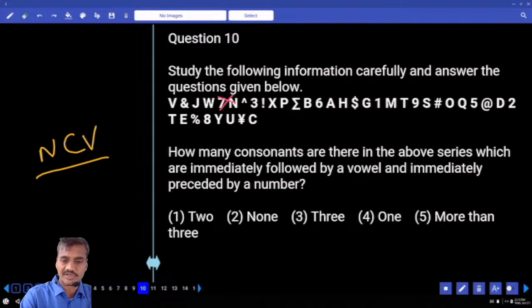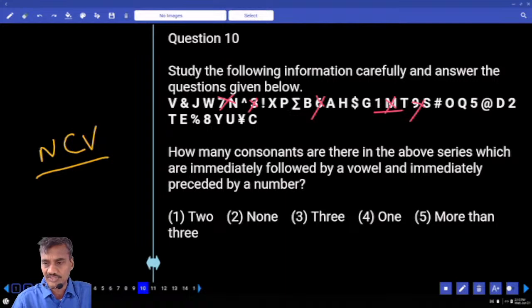Number, consonant but not vowel. Number is not followed by consonant. And number, consonant but not vowel. And next one here, number, consonant. Number, consonant and a vowel. That is again the rule: number, consonant and a vowel.